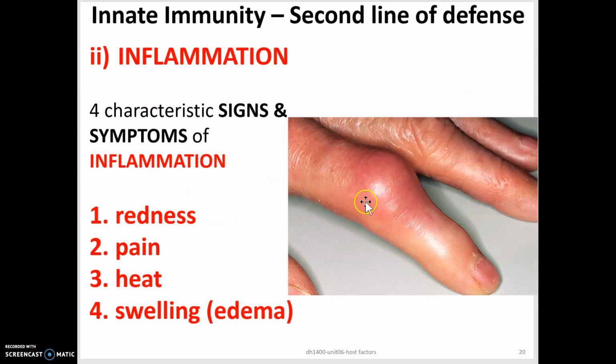Alright, so have a look at the picture here, and you can see the person in that picture has got some pretty serious inflammation happening on one of their fingers. You can typically see inflammation. It's pretty easy to recognize.